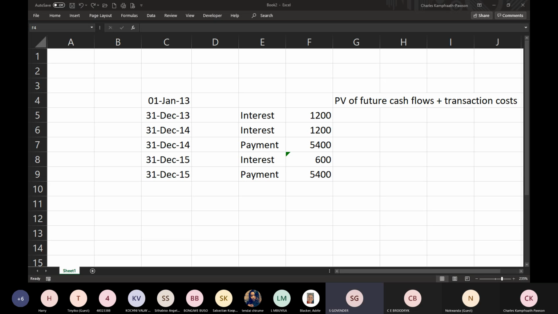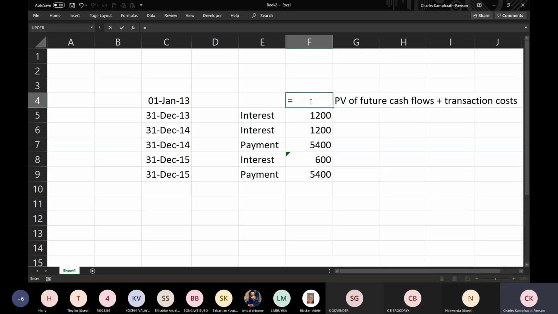Is it 964285? That's very close. Let me quickly calculate. What is the rate firstly? What rate did you use? 12%. Why 12%?